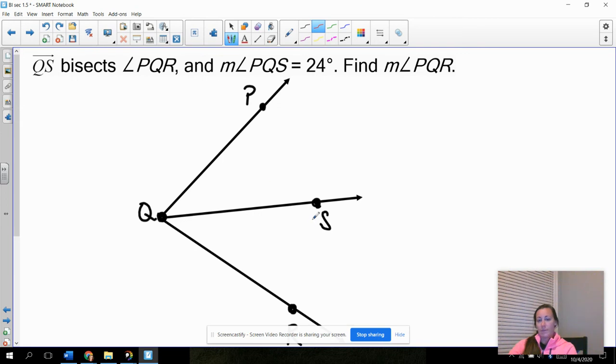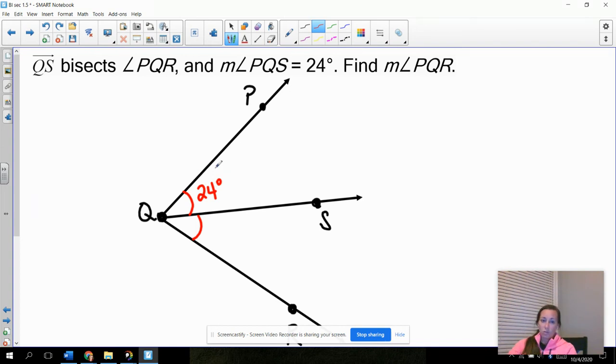Okay, so here's an example. I know that QS bisects PQR. So PQR is the biggest angle here. That means that this thing in the middle, QS, is cutting it in half. So this and this are the same size. Well, they also tell me that the measure of PQS, which is this top left, the top part of this angle, is 24 degrees. They would like me to find PQR, which is the whole thing.